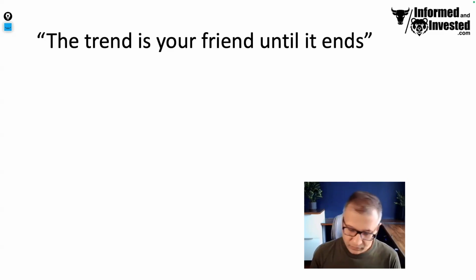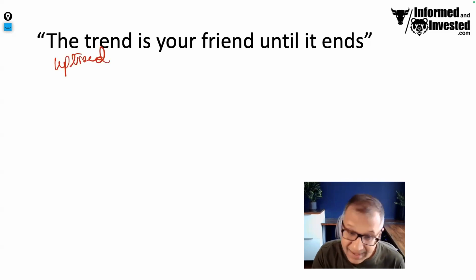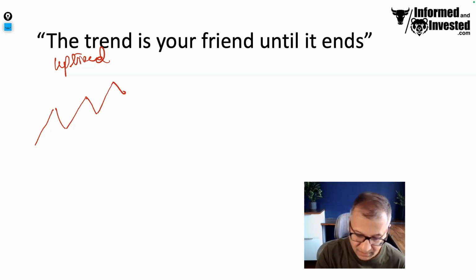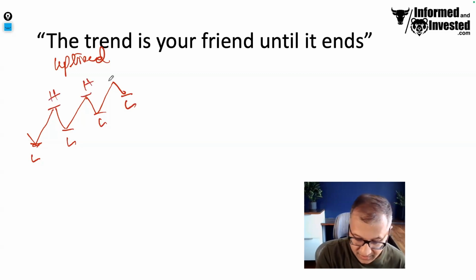So what do I mean by that? First of all, what is an uptrend? An uptrend is basically a behavior of a stock which makes higher highs and higher lows. If I were to show a behavior of a stock like this, which goes up in this zigzag pattern, this is a low, this is a low, this is a low, and this is a low, right? And this is a high, this is a high, this is a high. In an uptrend, this high is going to be higher than the previous high, and this high is going to be higher than the previous high.